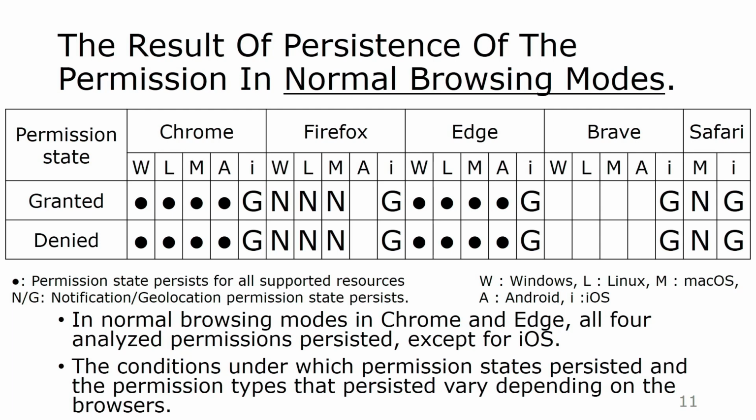This table summarizes the result in normal browsing mode. The permission state persists in many cases. In normal browsing mode, in Chrome and Edge, all four analyzed permission types persisted except for iOS.